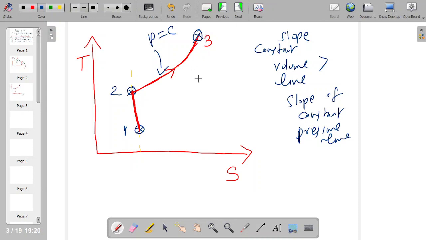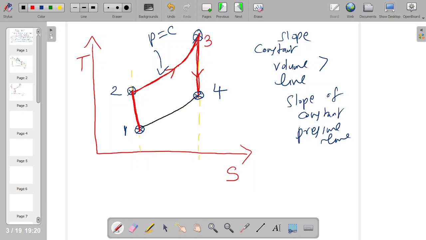Then 3 to 4 is expansion, again constant entropy, isentropic expansion. So it should follow this constant entropy line. So our 3 to 4 will be here, again a vertical line. So our 4 will be somewhere here. And finally 4 to 1 is constant volume heat rejection. So temperature as well as entropy decreases.